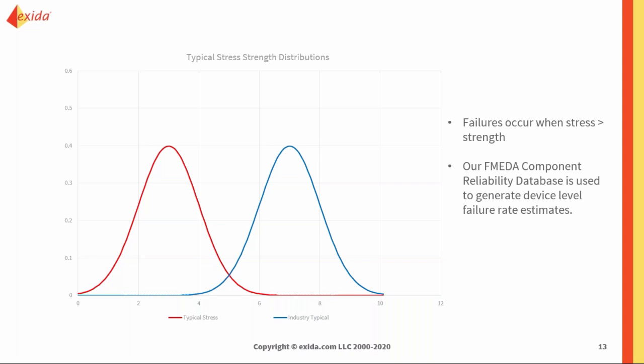So the science behind it, this is a little bit nerdy of me. Think of where failures are going to come from. Failures occur when your stress overcomes the strength of your device. So these are our typical stress strength curves. And where the typical stress overcomes the typical strength, this gray area under the curve, is where your failures are going to happen. And that's where we can do predictive analysis and come up with failure rates because of this area under the curve. And the FMEDA analysis lets us do this.